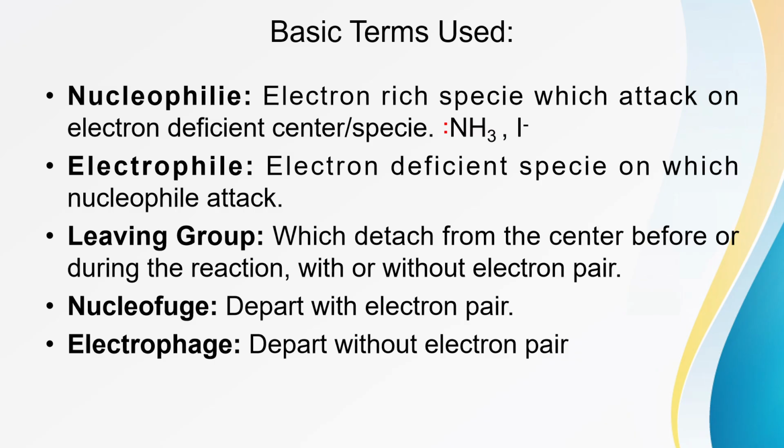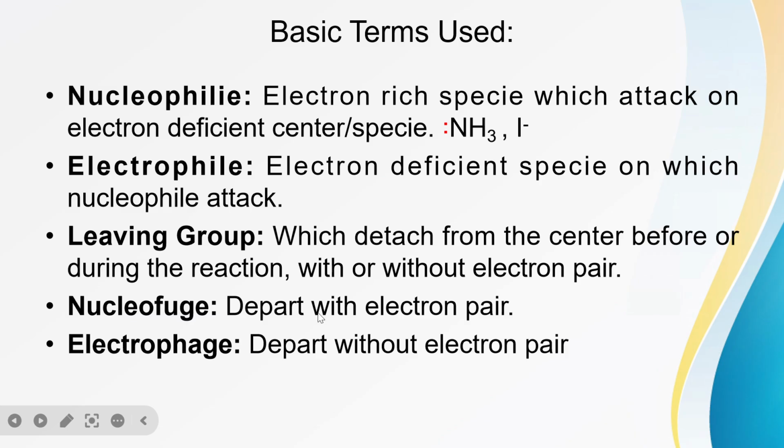The third thing that we have is the leaving group. So what is a leaving group? A leaving group is an atom or group of atoms which detaches from the center before or during the reaction, with or without its electron pair. Generally, it gets detached from our reaction center before or during the reaction, and when it detaches, it may leave with or without its electron pair. So on the basis of whether the leaving group leaves with or without its electron pair, there are two types of leaving group.